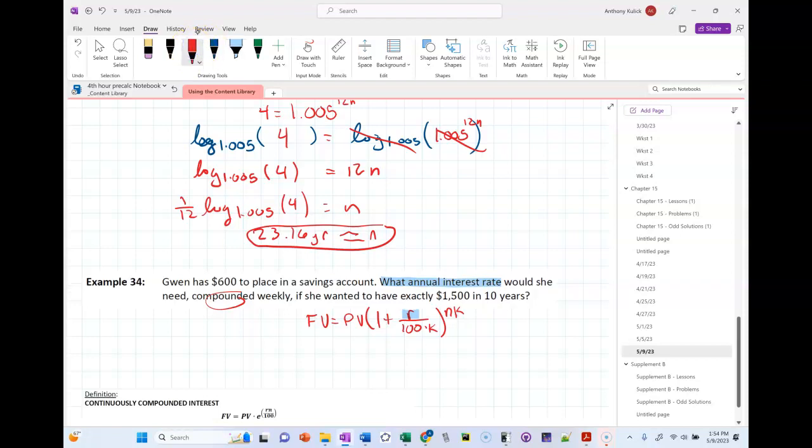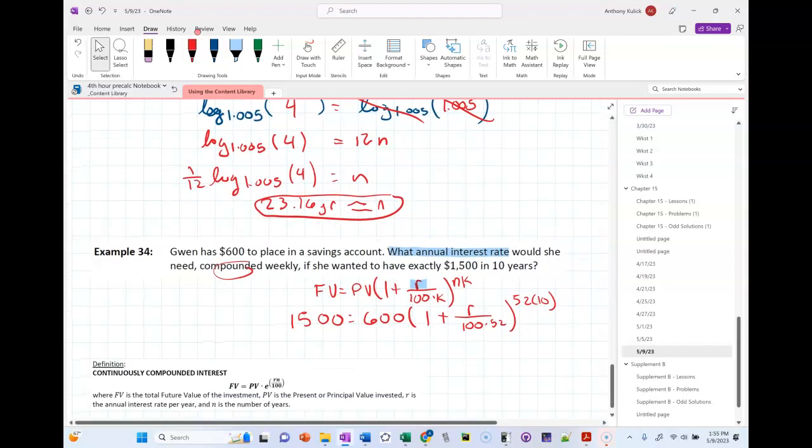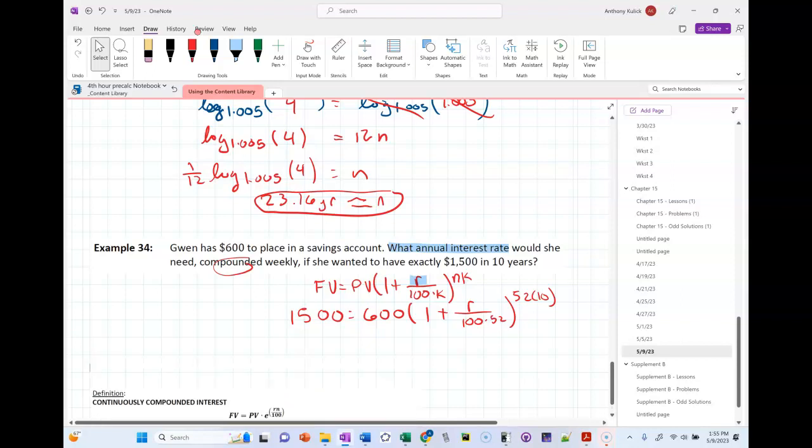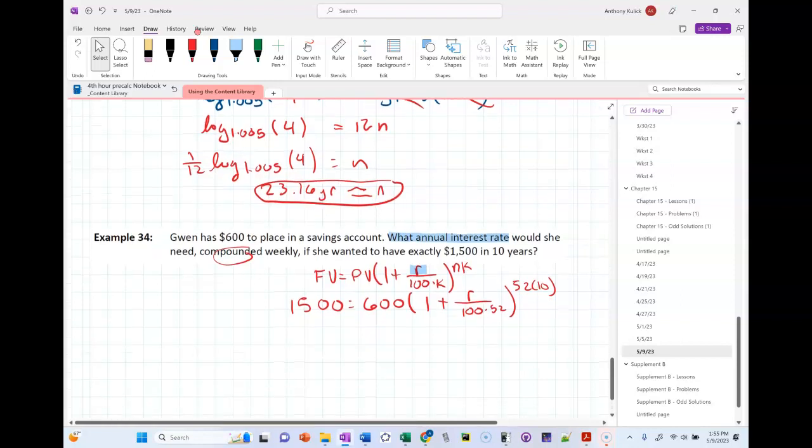Okay, so let's start filling everything else in. Future value should be 1,500. Present value is 600. K is, what is the K here? 52, great. What word told you 52? Compounded weekly, good. And then the N is 10. All right, so to solve for R, what's the first thing I should do?